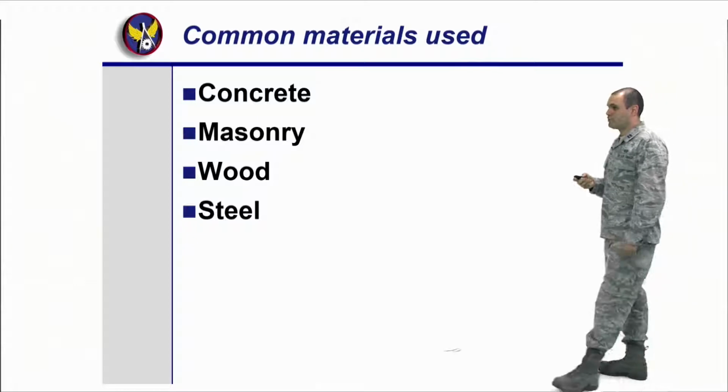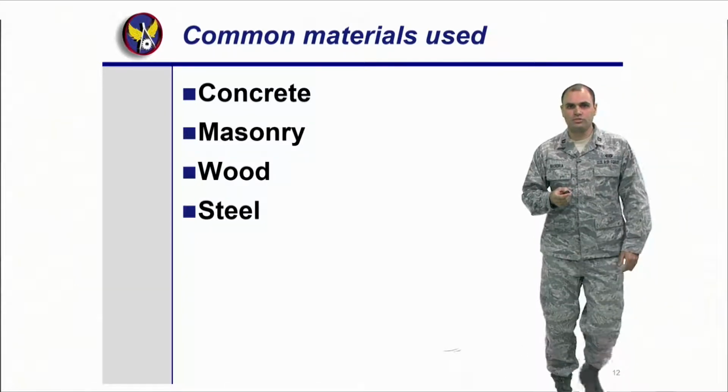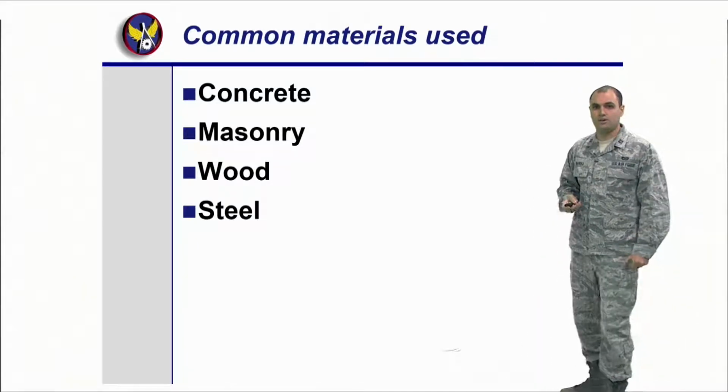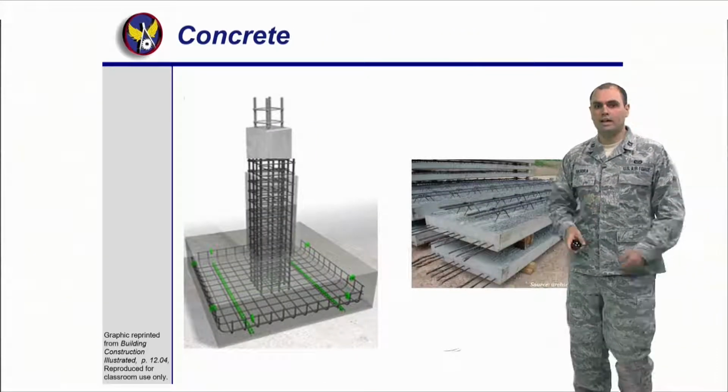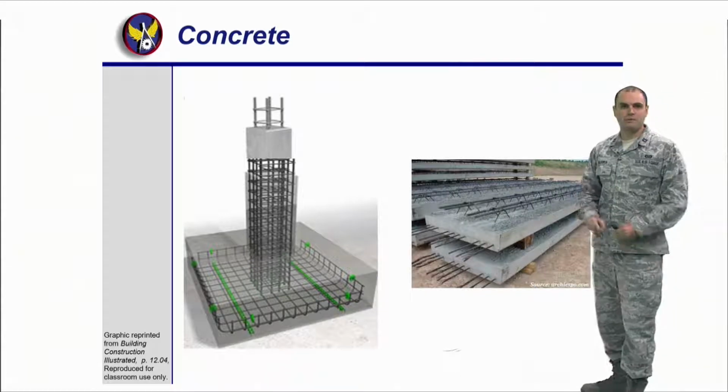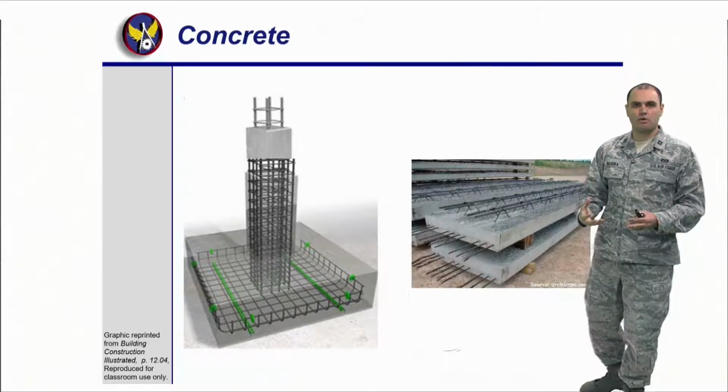All right, common materials used: concrete, masonry, wood, and steel. When you come here, we're going to actually learn how to design with all these materials. First one, concrete, concreto, right? So concrete is a great material. We can mold it to any shape. We can pretty much do whatever we want with it.